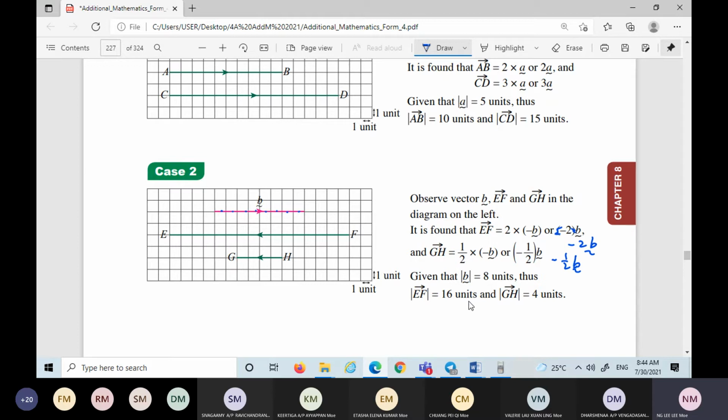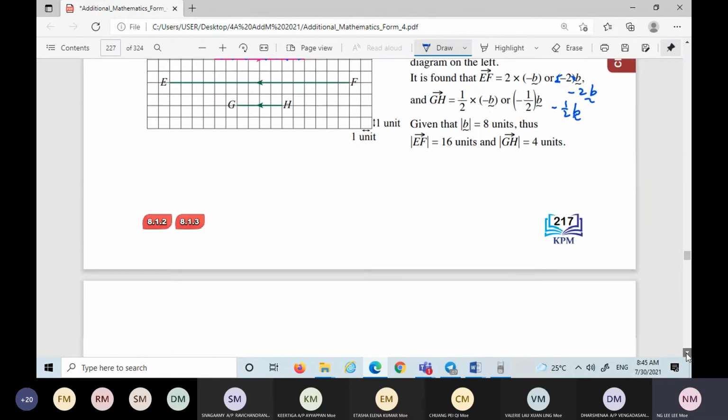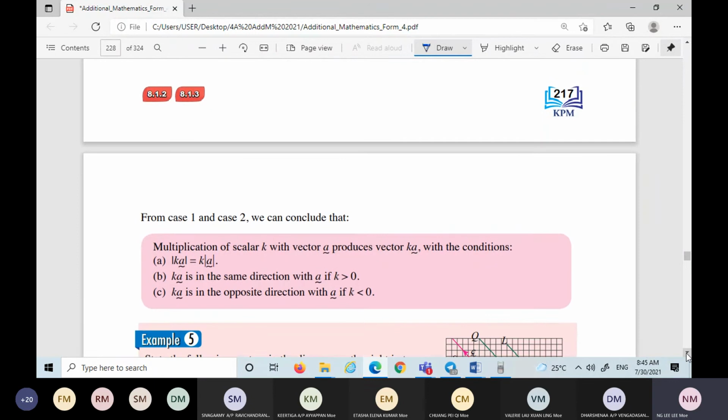Now, given that the magnitude for vector B is 8 units, EF is double, even though it's in the opposite direction. Because now we are dealing with magnitude, the direction doesn't matter. So B is 8, so EF is 16 units. Then GH, the same thing, is half of B, so it's 4 units. From these two cases, we will make the conclusions.